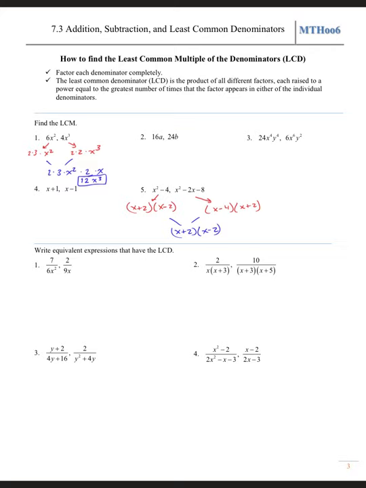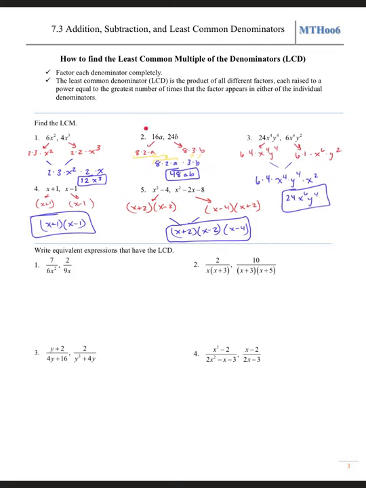Well, it does not have an x minus 4, so we need to add an x minus 4. And you can see it also has an x plus 2, which we have, so we do not need another one. And that would be our least common multiple. Go ahead and do 2, 3, and 4, then unpause the video and check your answers.